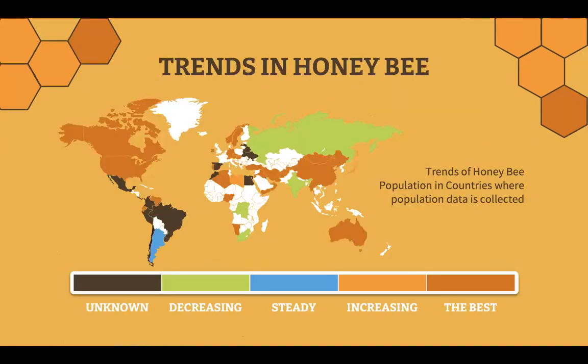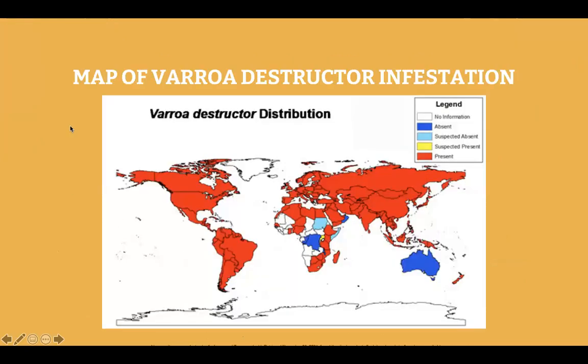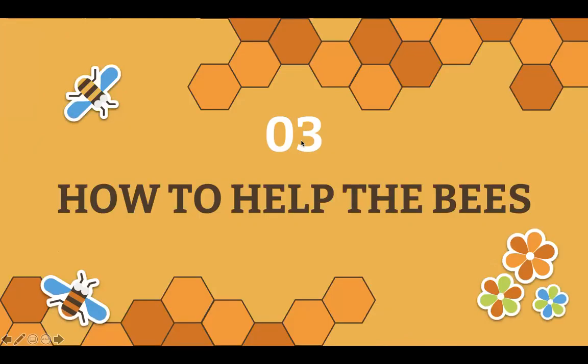So this map just shows the trends in honeybee population. As you can see, it's decreasing up here in this region, increasing in the United States, and it's pretty steady down in South America. This map shows the Varroa destructor infestation. So this just shows the distribution of the Varroa mites. And as you can see here in Australia, they are absent as mentioned before, but as you can tell, that is a lot of red, just showing the Varroa mites are present.